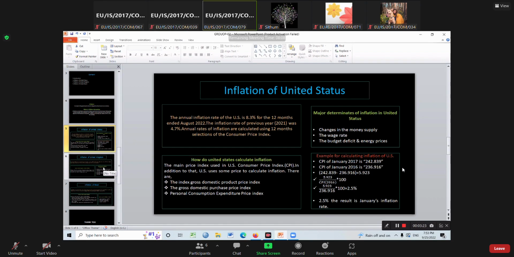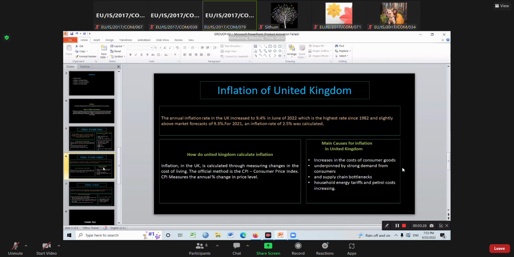I am here to present about inflation of the United Kingdom and inflation of Brazil. First, I am going to explain about inflation of the United Kingdom. The annual inflation rate increased to 9.4% in June of 2022, which is the highest rate since 1982 and slightly above the market forecast of 9.3%. For 2021, an inflation rate of 2.5% was calculated.